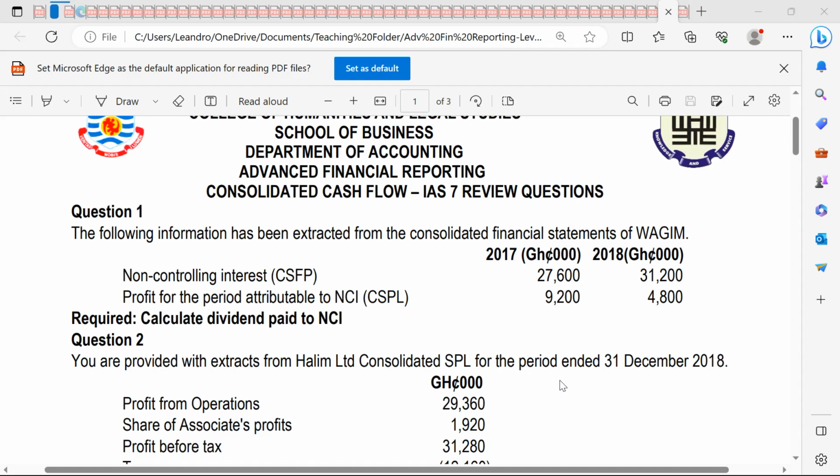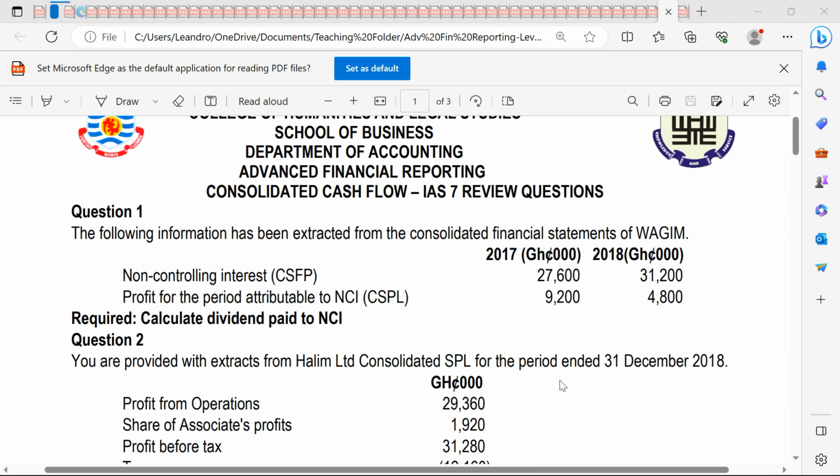Okay, so now let's go through some questions. When you read, try and look at this question. In consolidated statement of cash flows, or in cash flows in general, you always have to prepare T accounts using information from the opening and closing statement of financial position and the statement of profit or loss for the year.